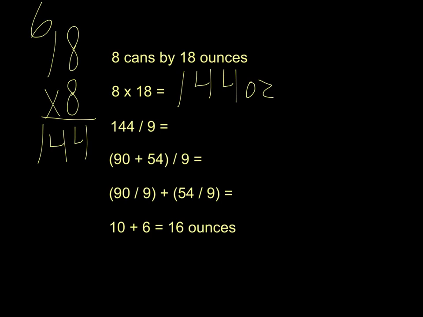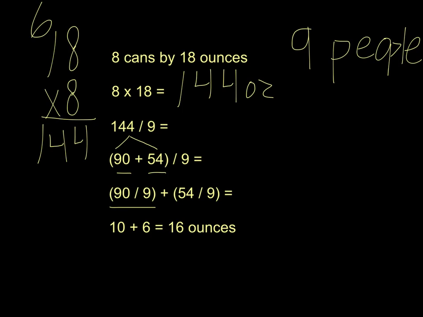Next, we are going to divide 144 ounces by 9 people. We can break 144 into two values of 90 plus 54 to be divided by 9. We can then divide individually.